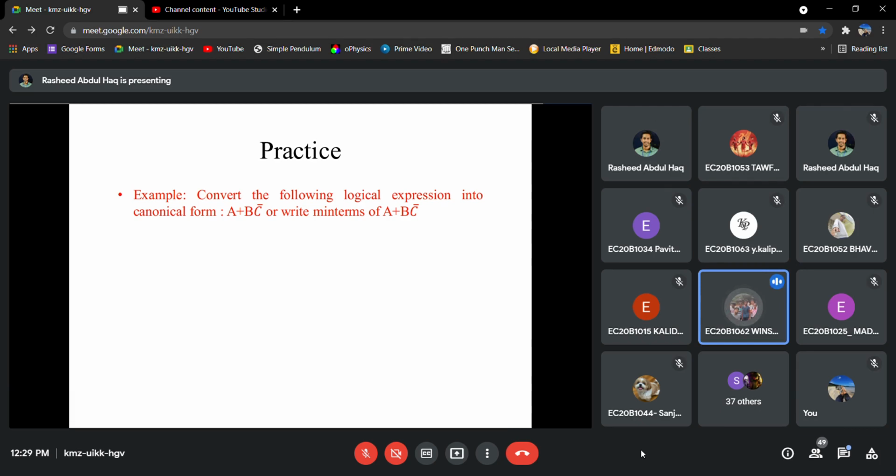Sir, 8 terms, sir. 8 possibilities for the truth table. You have to verify 8 possibilities. That will take just one minute. Sir, just take 1 minute. Yes, sir.